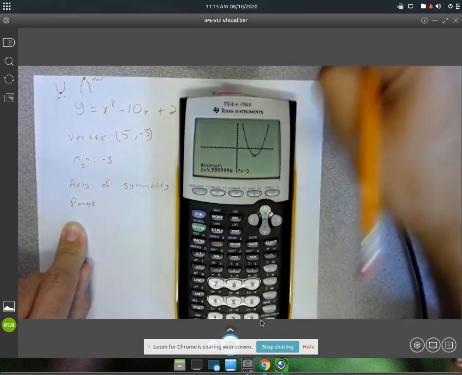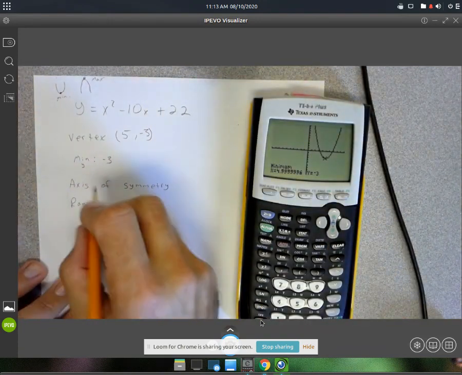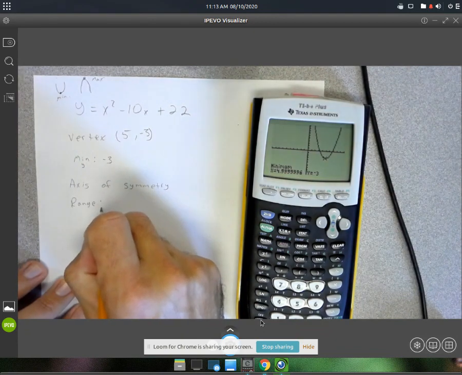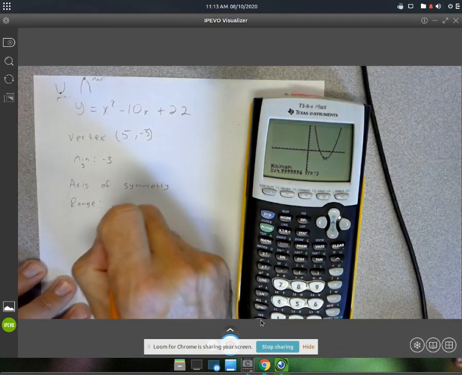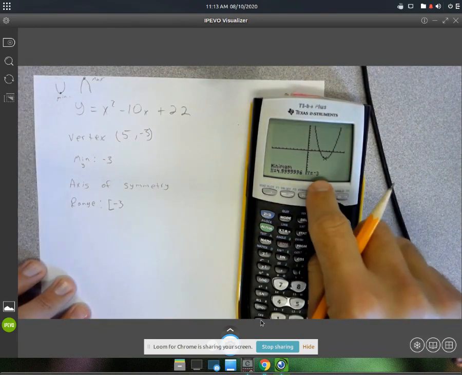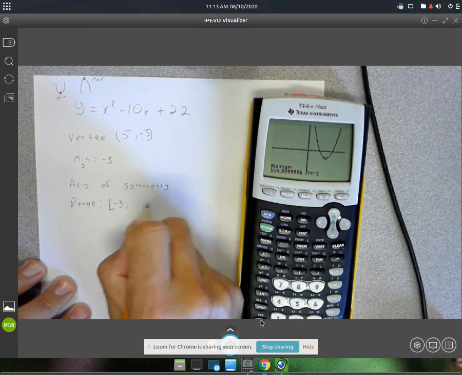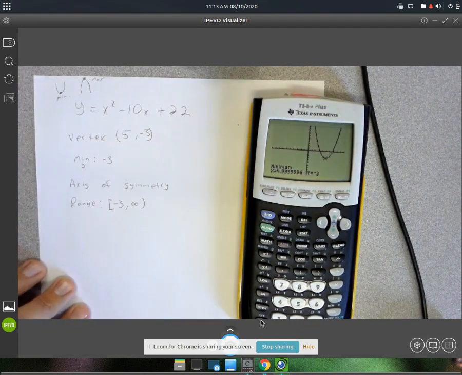After that, it just goes straight up. Well, if you know that the lowest it ever gets to is negative 3, then we can go ahead and state our range. The lowest is negative 3, and it actually does get there. That's why we have brackets to include it. And then from there, it goes off to infinity. So our range is from negative 3 to infinity.